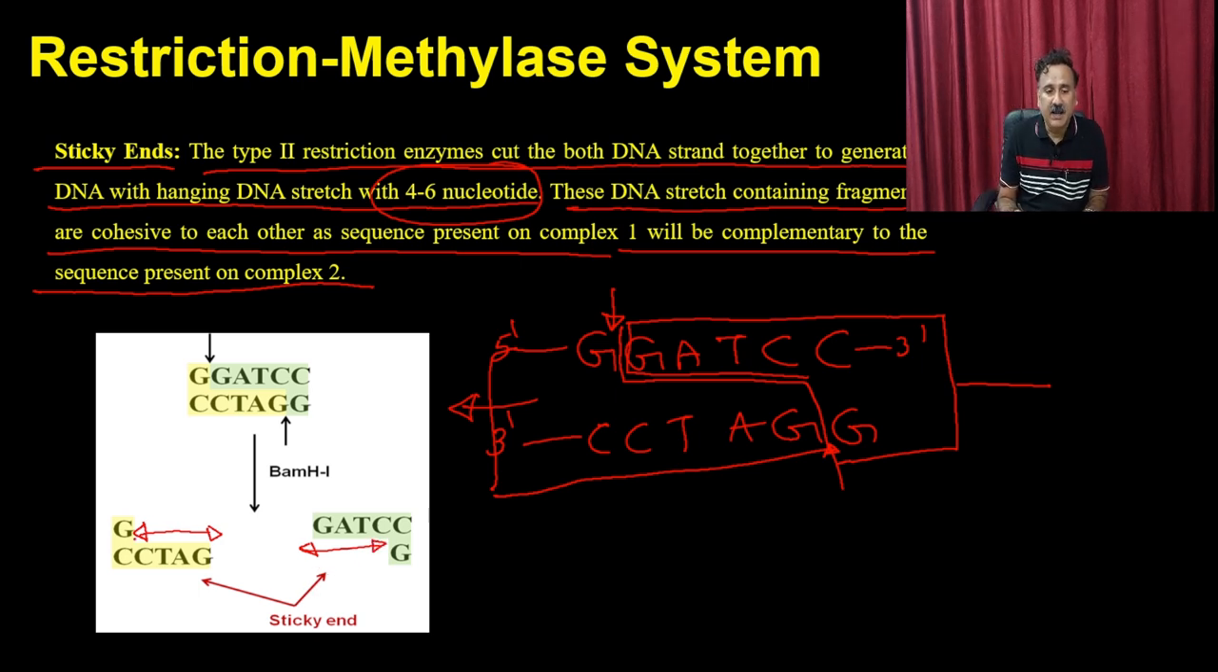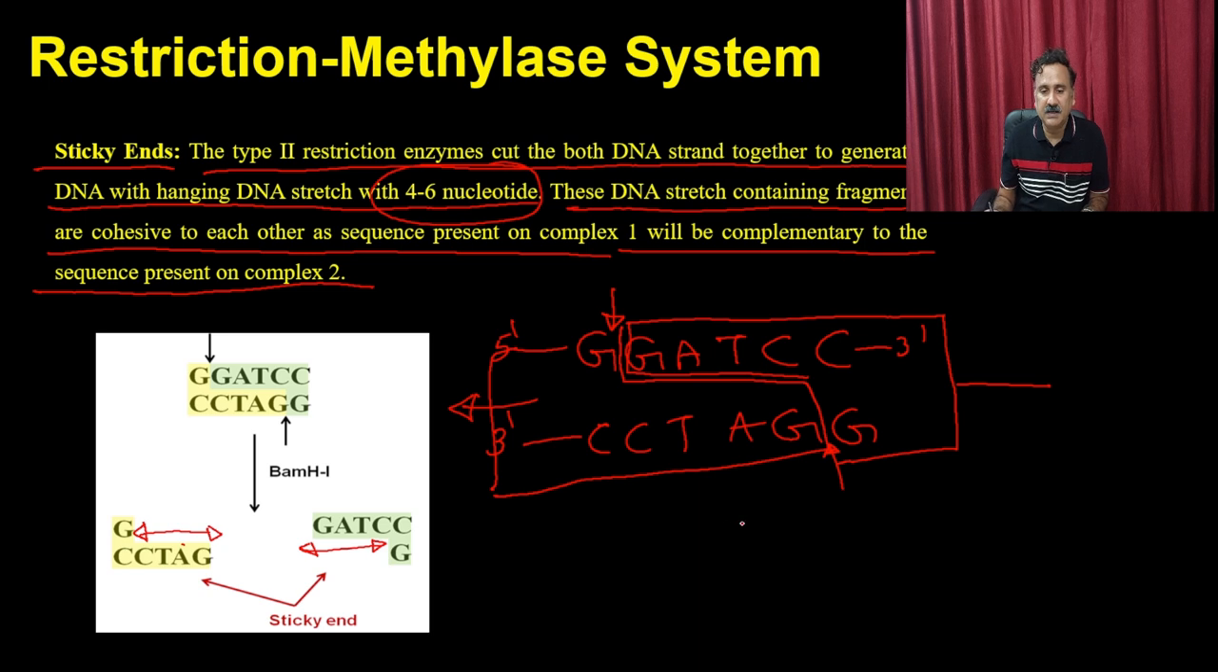This means, if you do not do anything and just leave these, it will actually come back, and this C is going to have an affinity for this G, this T is going to have an affinity for this A, this A is going to have an affinity for this T, and this G is going to have an affinity for this C. This means they are going to have the tendency to bind each other.